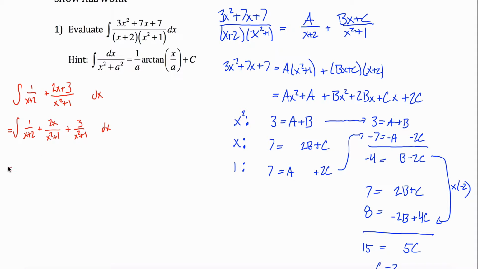This first one is pretty straightforward. I can just say it's the natural log of the absolute value of x plus 2. Note that if you took the derivative of this, you'd get 1 over x plus 2 times 1. In other words, exactly this thing right here.